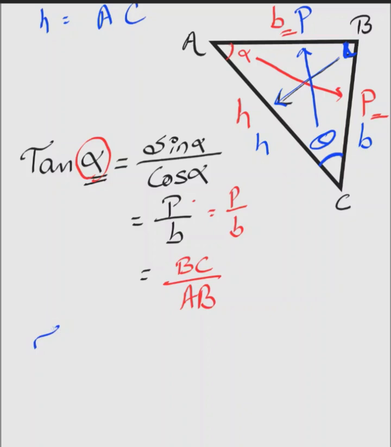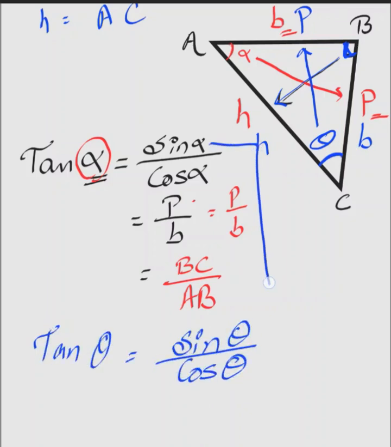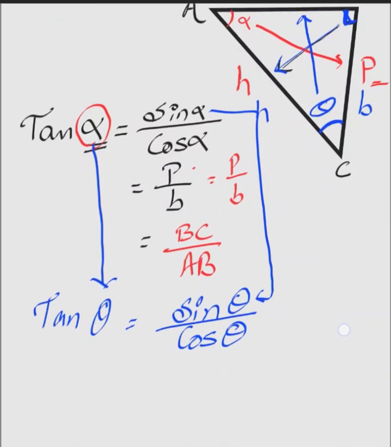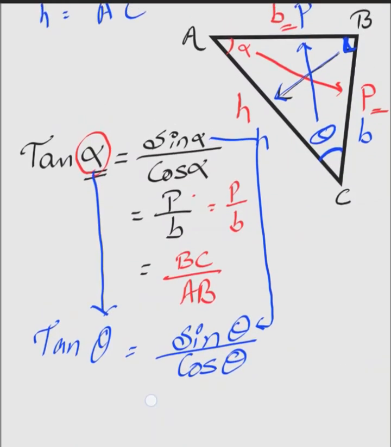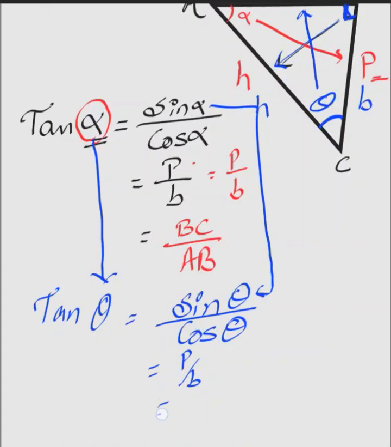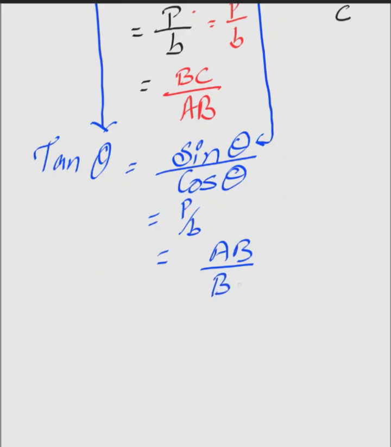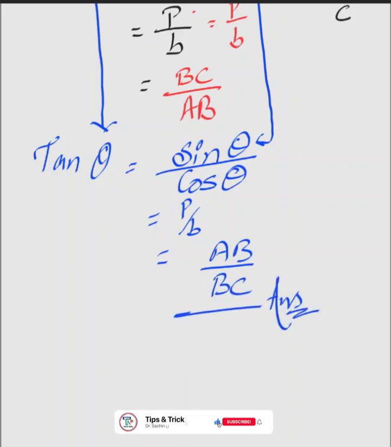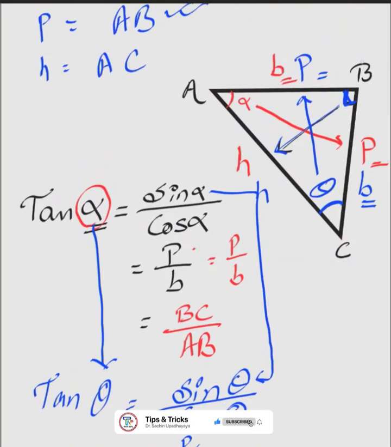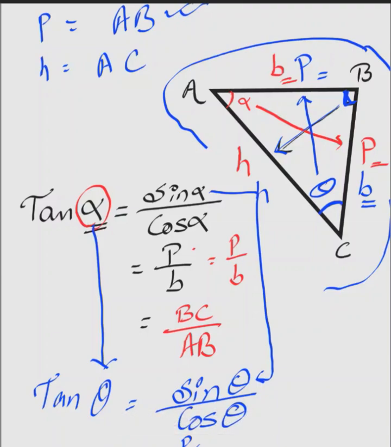Similarly, let's do it with the blue color. Tan theta is equal to sine theta by cos theta. The only change is the angle, but when you change the angle, sometimes it changes drastically. P by B is equal to, in case of blue, this is B and this is P, so AB by BC. This is the answer. So when you see two different angles in a triangle in this way, what you need to remember is that according to the angle, the base and perpendicular change. So we need to think accordingly.